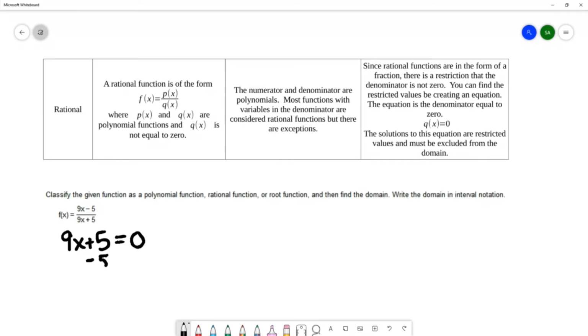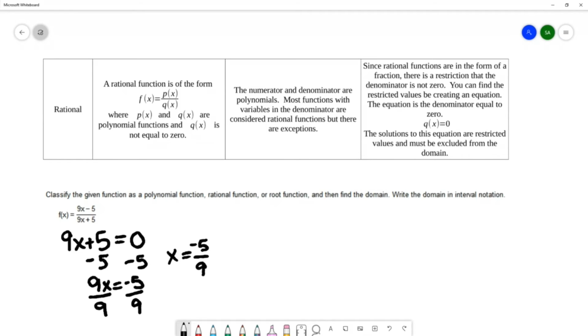I'm subtracting 5. I've got 9x equals negative 5. Then I'll divide both sides by 9. And we get x equals negative 5/9. This is our restricted value. So this value, if we substitute it into the function, will cause a 0 in the denominator.